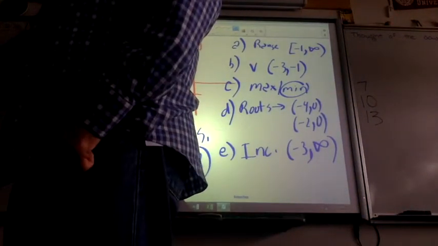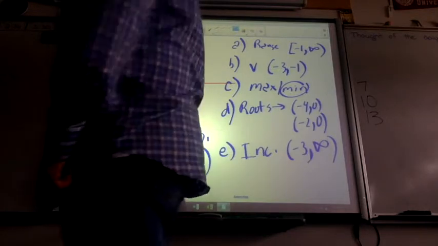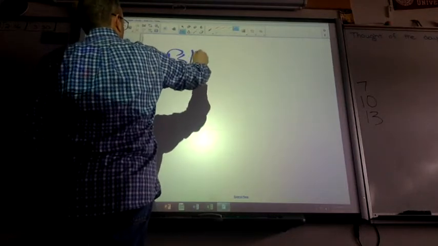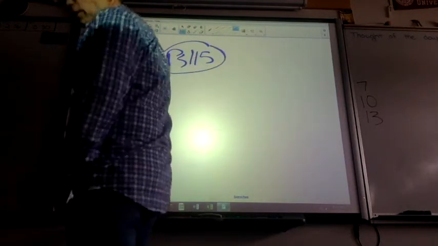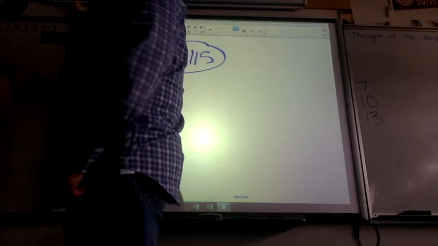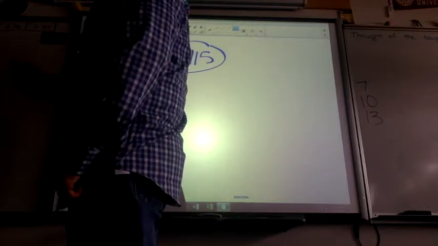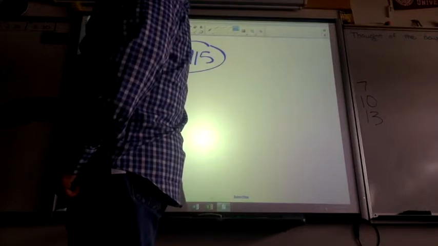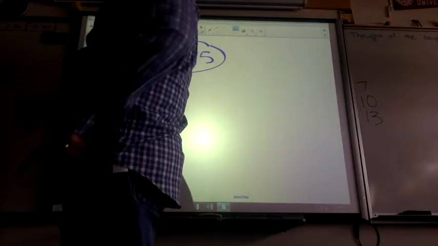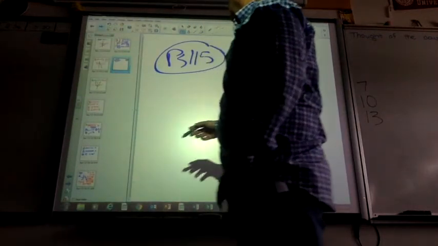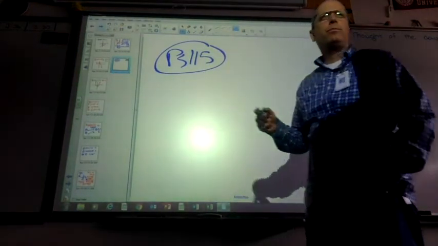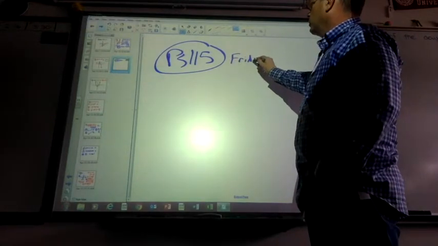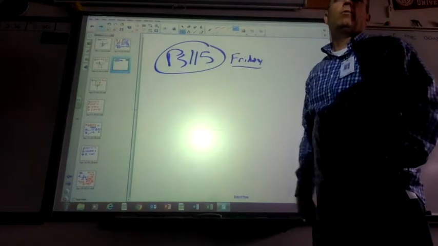Anything else? Okay, so we got a couple things. What I would like you to do for homework is page 115. It's 9 problems. It says find the vertex, use the 1-3-5 rule to pattern graph, and identify any roots and the y-intercept. So let's go over it next week a little bit. Today's Friday.